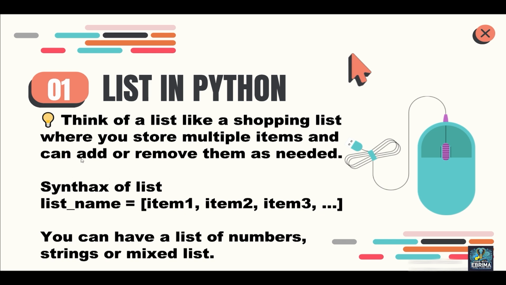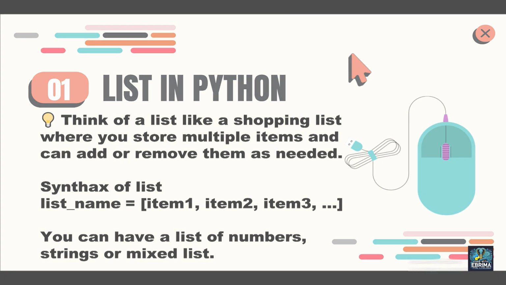So you have to think of a list like a shopping list, where you can store multiple items and can add or remove them as needed. So let's take a closer look at the syntax. You have your list name, and you say this is equal to, and then a square bracket, and then you input your items. They have to be separated by a comma, but we are going to take a closer look at that in the code inside. You can have a list of numbers, strings, or a mixed list. This is very important to note. So let's go to the other side and check it out.